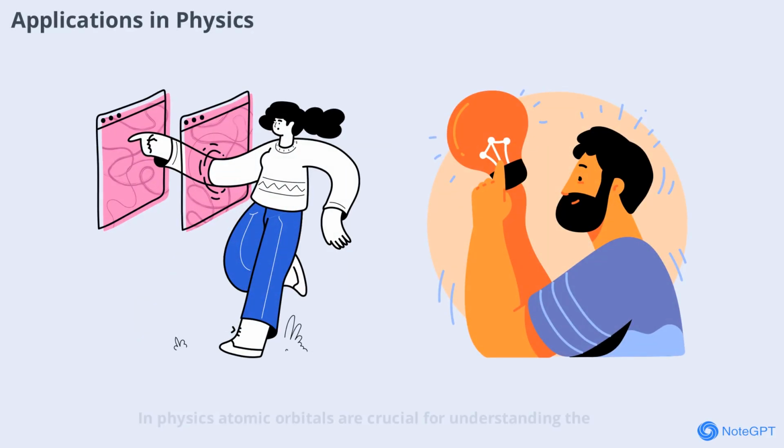In physics, atomic orbitals are crucial for understanding the behavior of matter at the smallest scales. They help explain phenomena like magnetism, conductivity, and the properties of solids and gases. The study of orbitals bridges the gap between classical and quantum physics, opening up new frontiers in technology and research.